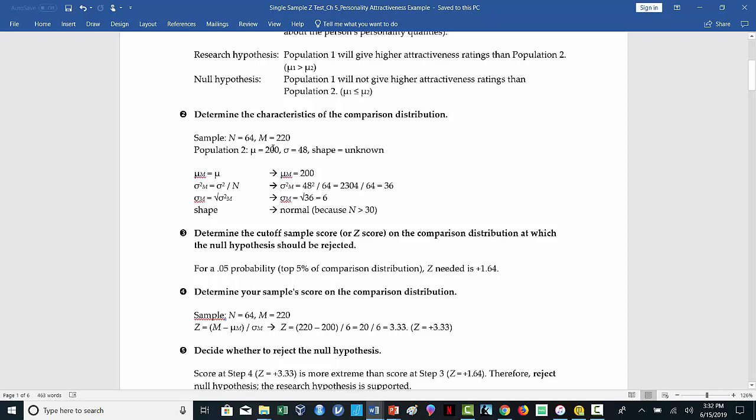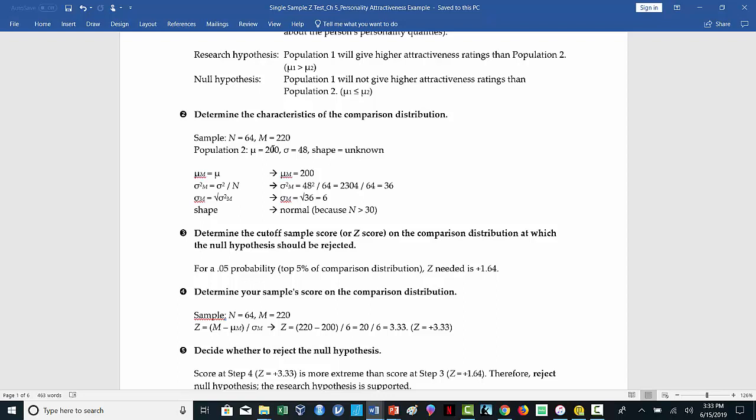The mean for population two is 200, and I don't know what kind of weird scale they're rating people's attractiveness on. Maybe they have a whole bunch of questions and they're adding up all the ratings in different ways, and the average rating given for population two, again, those are the ones that are not told anything about the personality, they rate these people a 200 score. And the standard deviation around that 200, the average amount that ratings vary around that 200, is 48.